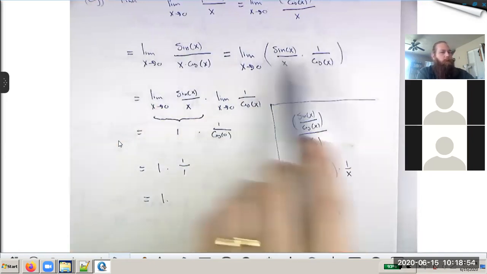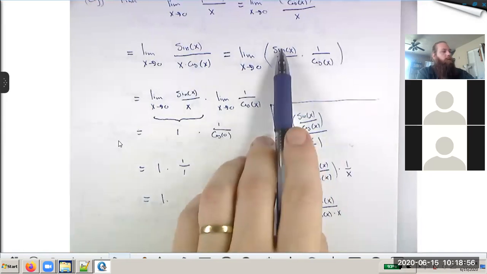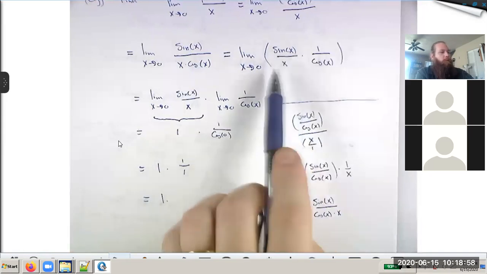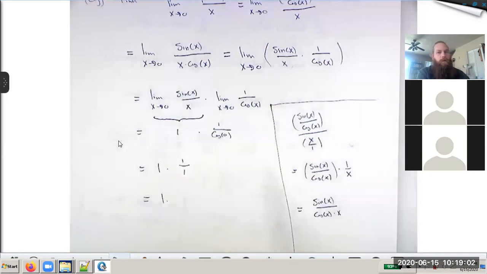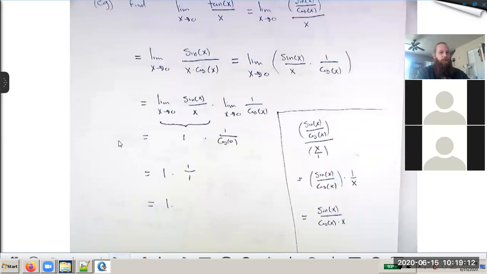Imagine you were to multiply these fractions. We multiply straight across. So my numerator would be sine x times 1, and my denominator would be x times cos x. That's exactly what we had here. Got it. Thank you. Not a problem. Other questions on the steps that we use to find this limit?